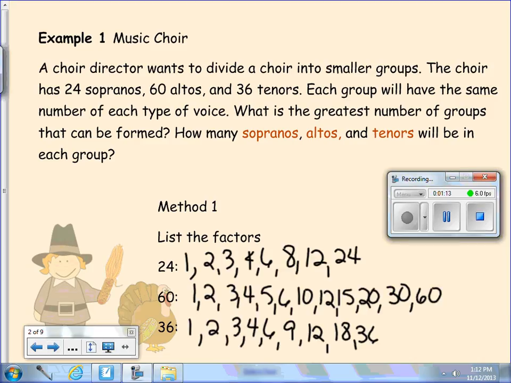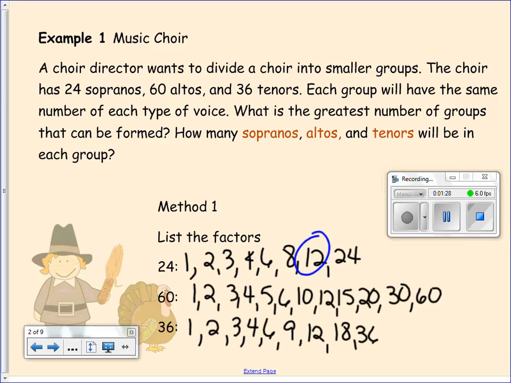Now we've listed the factors for those three numbers. We need to determine how many groups that these three numbers can be divided into. So we're going to look at the greatest common factor. And you'll notice they have common factors, but the greatest common factor for those three numbers is 12. That's the first method. The second method is what we're going to focus on.